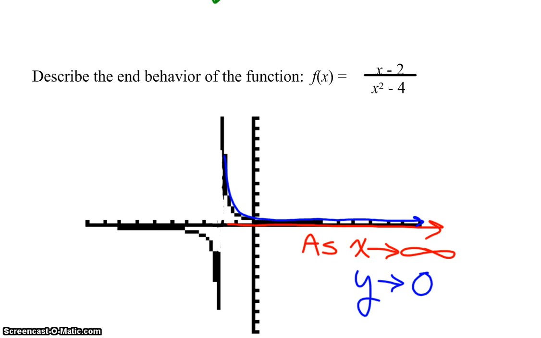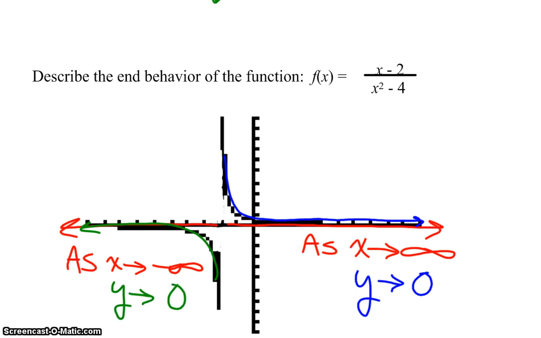Look what happens on the left side. On the left side of my asymptote, as x approaches negative infinity, in this case, my y values as I go to the left are getting closer to 0. They're on the underneath side of the graph. It doesn't matter. It still means I'm getting close to 0. So I would say as x approaches infinity, y approaches 0.